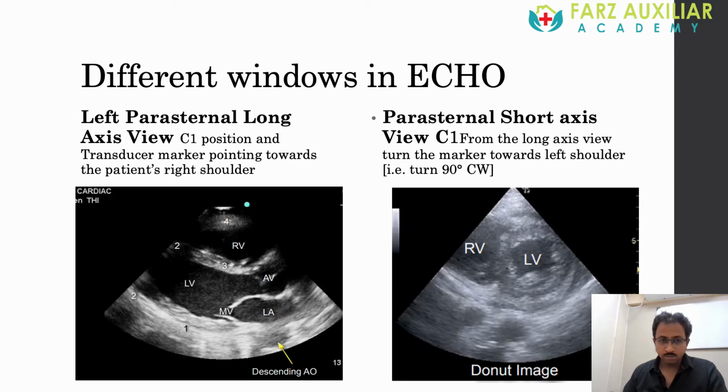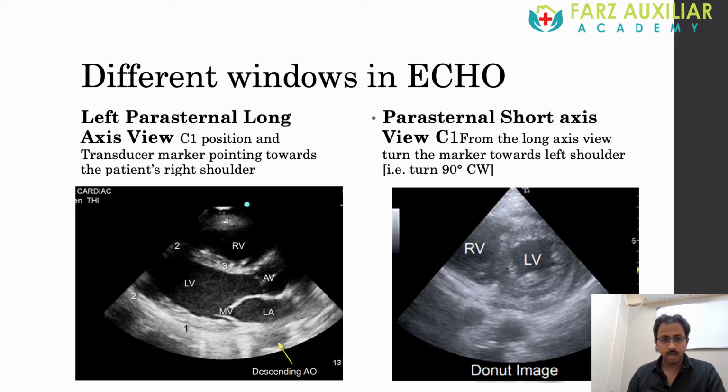Now, just before I go into details, we should keep in mind that we should obtain the correct view, correct picture, correct frame, so that we can identify the structures in a better way and we can measure things. So for the left parasternal long axis view, when the position is C1, that is the parasternal third or fourth intercostal space, with the transducer marker pointing towards the right shoulder, we should obtain this kind of view. Then only we will be able to calculate the things.